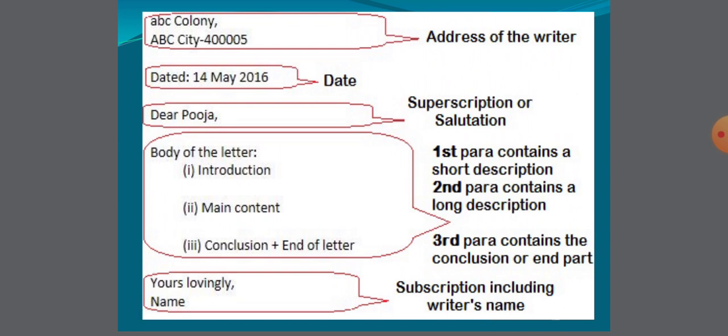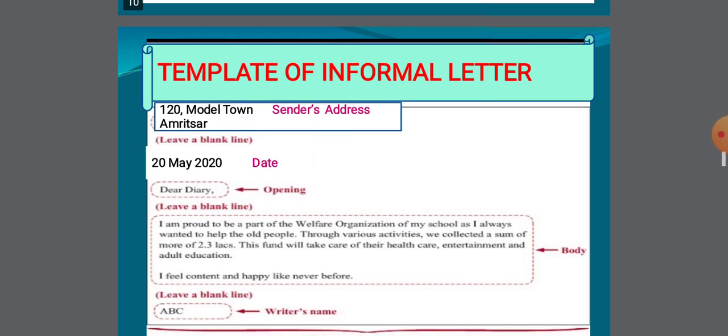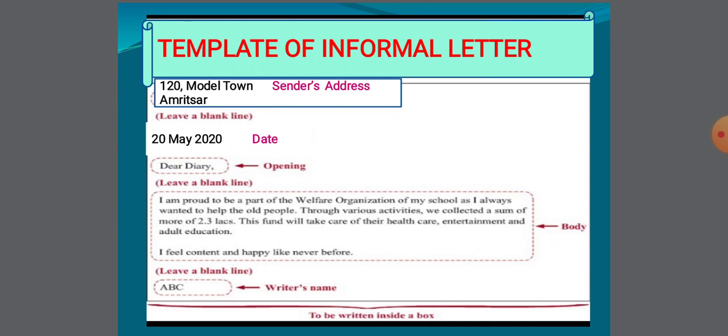So see, look here, in the first bubble there is address of the writer, then second bubble date, after that salutation, after that body of the letter, and then subscription and writer's name. So dear students, strictly follow this format. Next, let's discuss the template of informal letter.